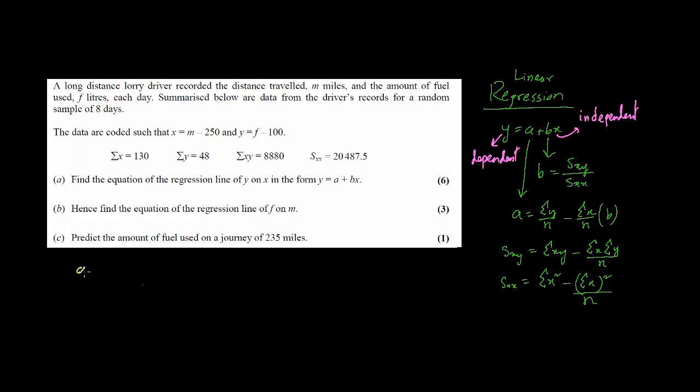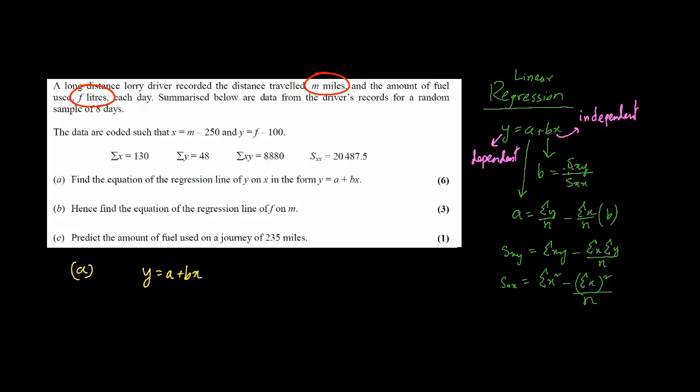So question number A, we have to find a relationship between m miles and f liters, and obviously the independent variable is how much distance you travel, and based on that you spend fuel or petrol. So the first thing is to find the equation of the regression line of y on x, y equals a plus bx. To find this equation is to find the value of a and the value of b. So let's find the value of b.